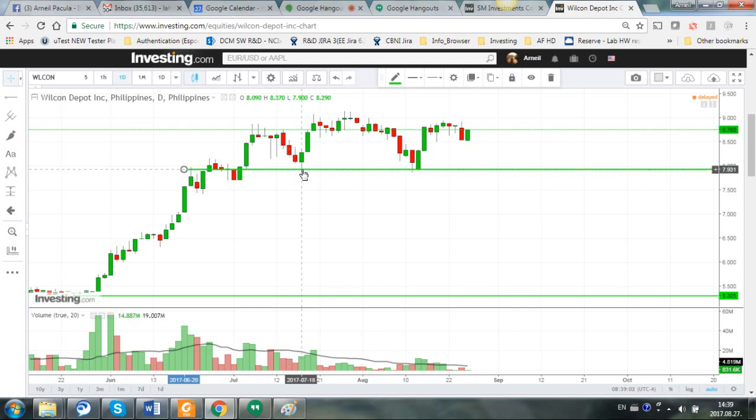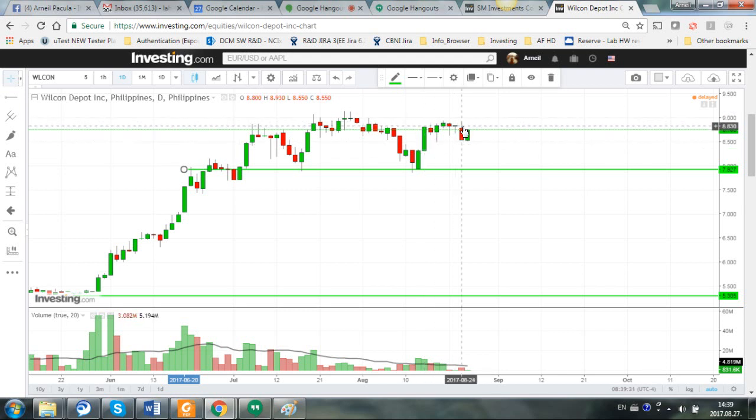So, as you can see, from this point, tumaas yung stock. Yung stock price, nag-flatten, bumaba. Then, bumalik ulit sa the same support line. So, support line, support price is really a very important level. Kasi, dyan nagbabounce back ang price. Unless there is a breakout. Diba? So, yan. Tataas ulit.